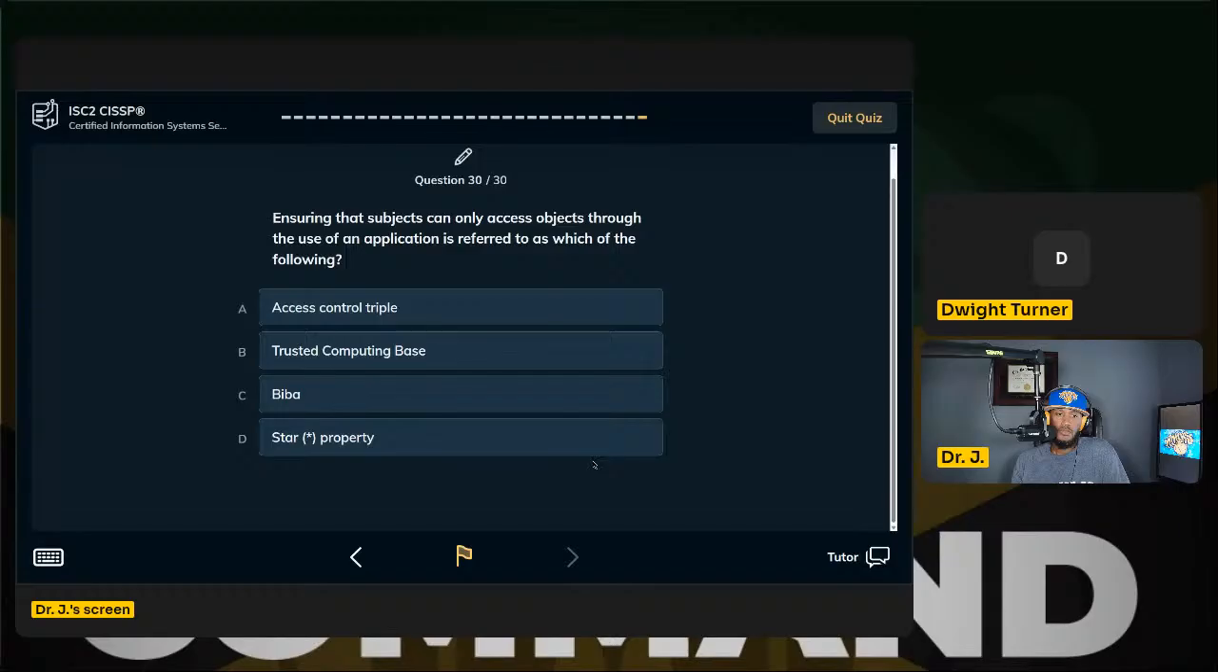This is going to be Alpha, access control. I was looking at Bravo. Access control triple, I'm not familiar with that one. Current subjects can only access objects through the use of an application referred to as which of the following? Can only access objects through the use of an application.